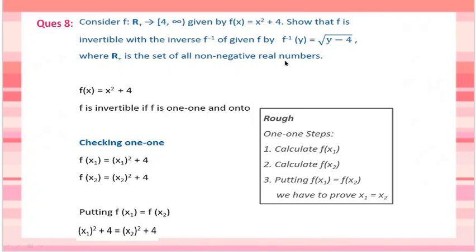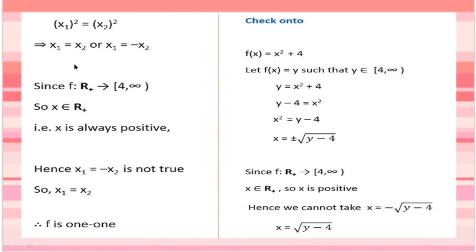Now let's check one-one first of all. For that f(x1) equal to x1 whole square plus 4, f(x2) equal to x2 whole square plus 4. And let's put their values. 4 and 4 cancel. x1 equal to x2 or x1 equal to minus x2. Now we know that the function is defined from R plus to this set, and x belongs to our domain R plus.